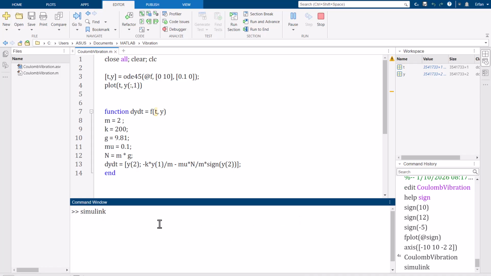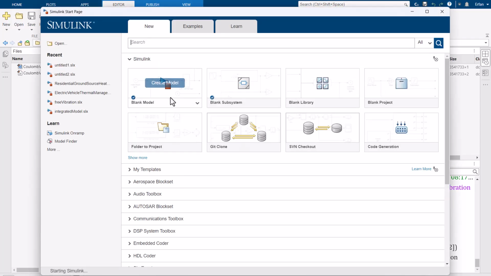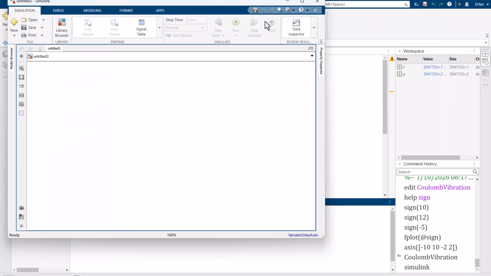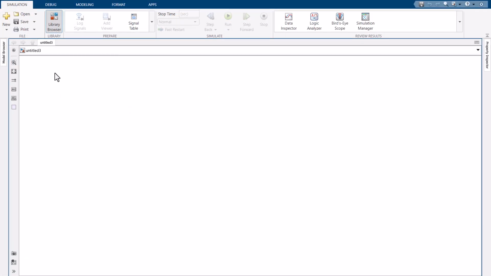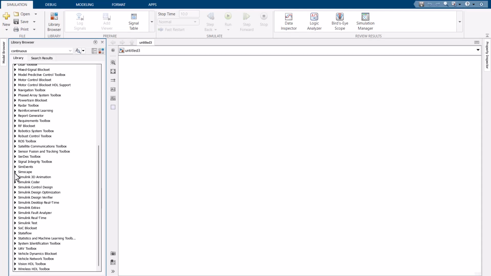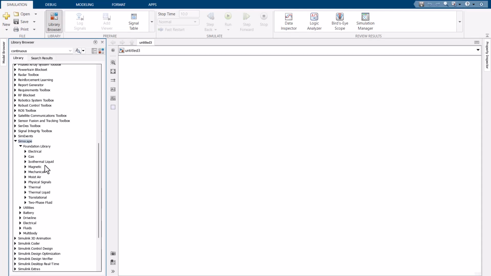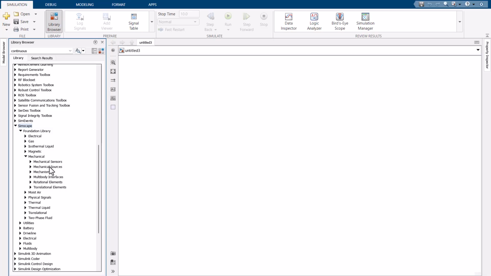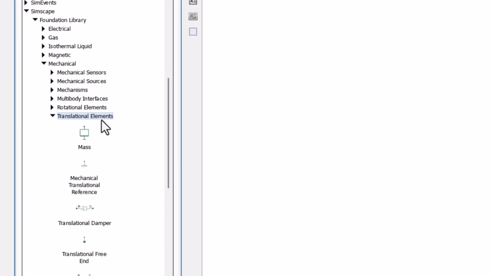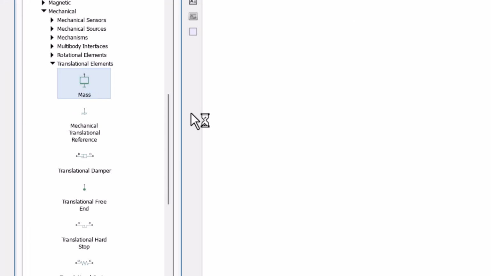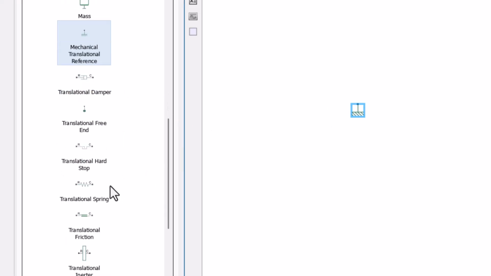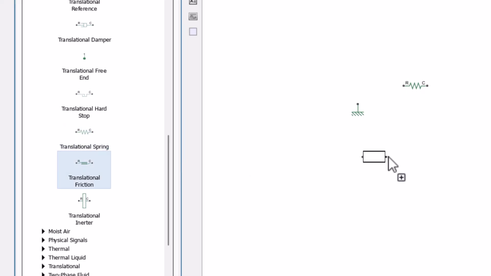So I open Simulink and create a blank model. Then I will look for Simscape under the library browser. Under the foundation library, I find mechanical, and I'm going to have a translational system. So I add a mass, a translational reference, a translational spring, and a translational friction.